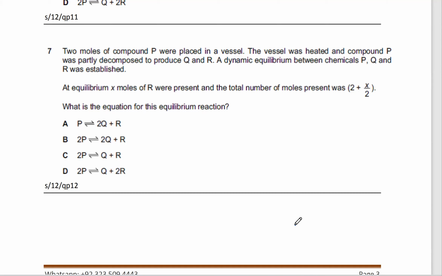I'm not really sure how to do this question. Okay, for this one, it's going to be trial and error. So let's say we pick D.